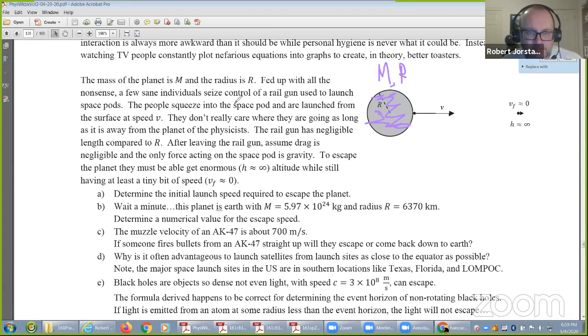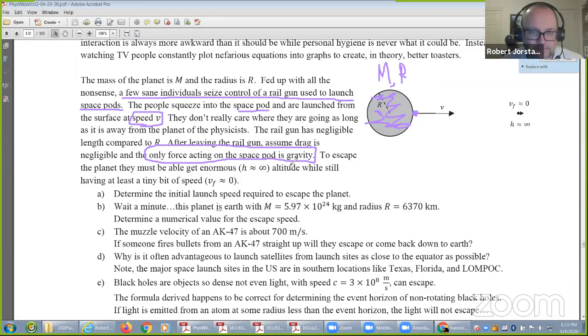Okay. And then a few sane individuals seize control of a railgun to launch space pods. The people squeeze into the space pod and are launched from the surface at speed v. Okay, so there they are. They're launched from the surface. They don't care where they're going as long as it's somewhere else other than with the physicists. The railgun has negligible length. After leaving, drag is negligible. So we're going to ignore air resistance and just assume the only force acting on the space pod is gravity.